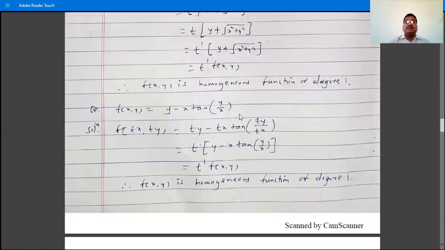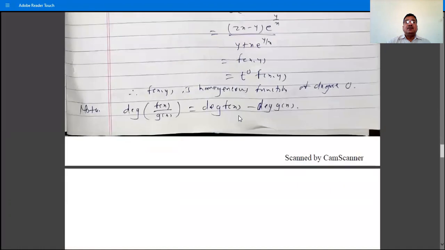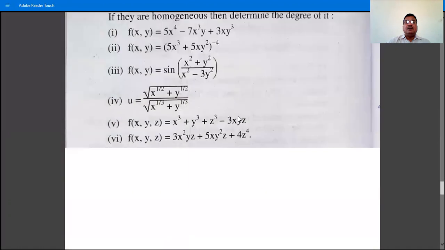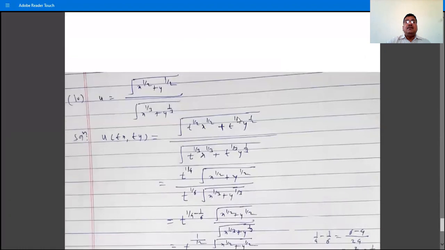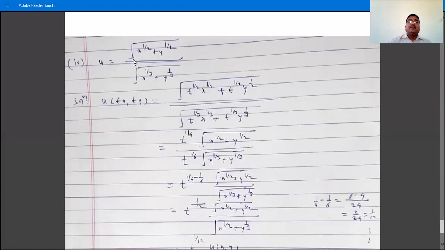Same type of problem is here. Let u or f of xy be equal to the root of x raised to half plus y raised to half, divided by x raised to 1 by 3 plus y raised to 1 by 3. Now we have to check whether this is a homogeneous function. So this is u of xy. We have to find u of tx, ty or f of tx, ty. If we denote this function as f of xy, then we find f of tx, ty, that is u of tx, ty. This is u of xy.